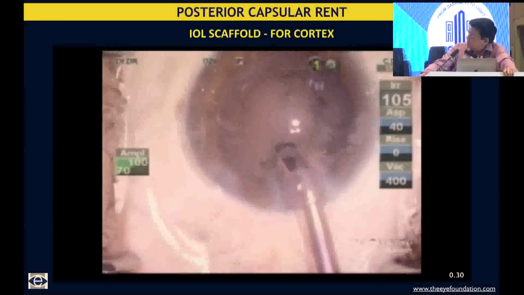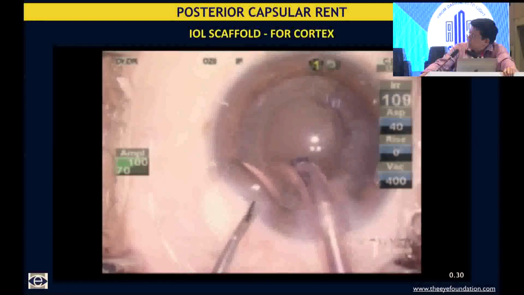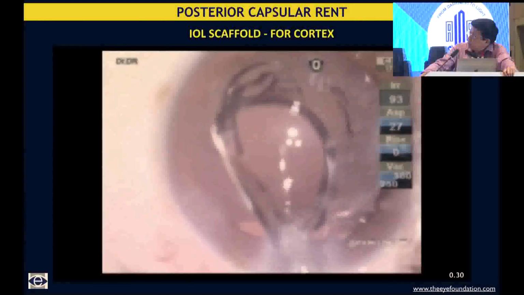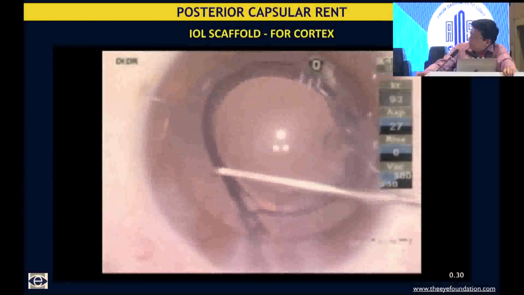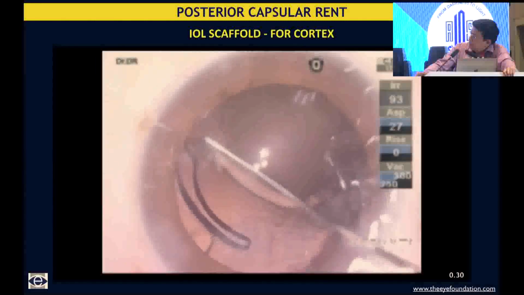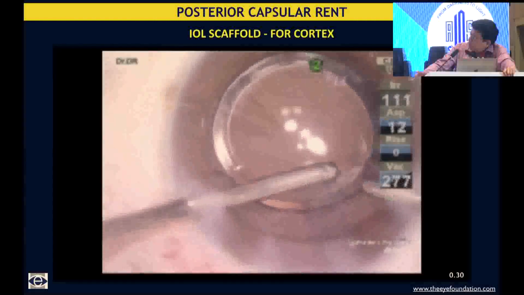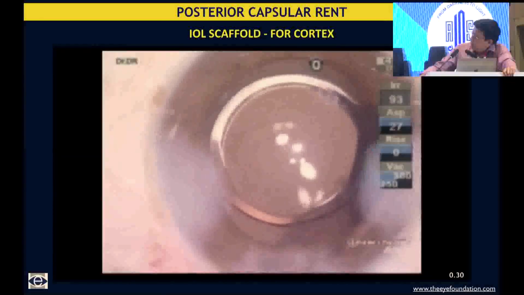You see there is a certain amount of cortex over there, and inject viscoelastic with the irrigation flowing inside. Introduce the intraocular lens of your choice inside. Here again a single-piece lens is possible because I feel that there is adequate support from the remaining capsule to support the cortex, and subsequently I take out the cortical matter that is there.